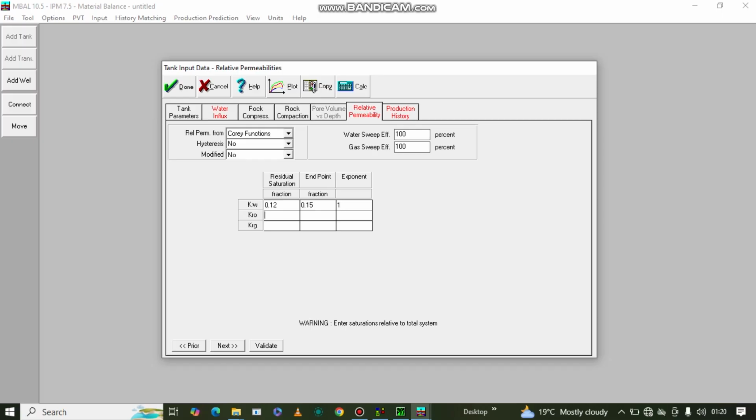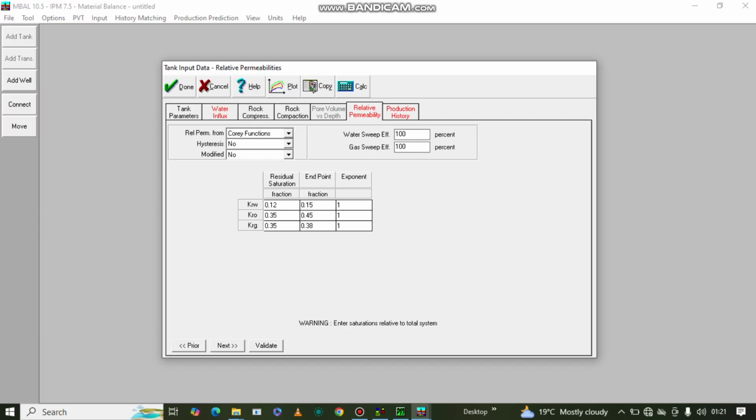Then we can put in that of oil. So we want to produce more oil rather than the water, so we shall use that of oil at maybe 0.35, and maybe our endpoint is 0.45, and this is exponent 1. So that of gas will definitely be higher if in case we have gas. So we have 0.35, and then we also have 0.38. So we are using exponent of 1.